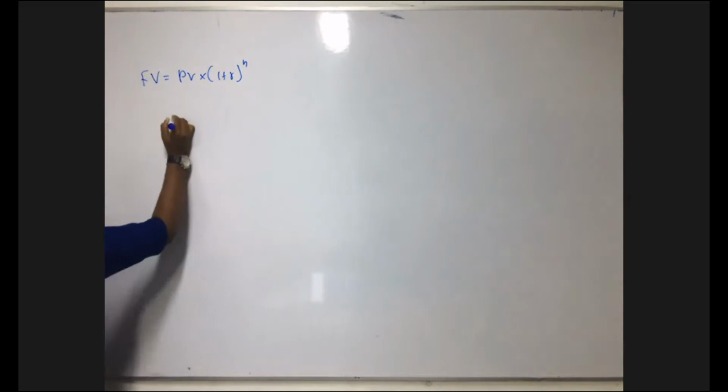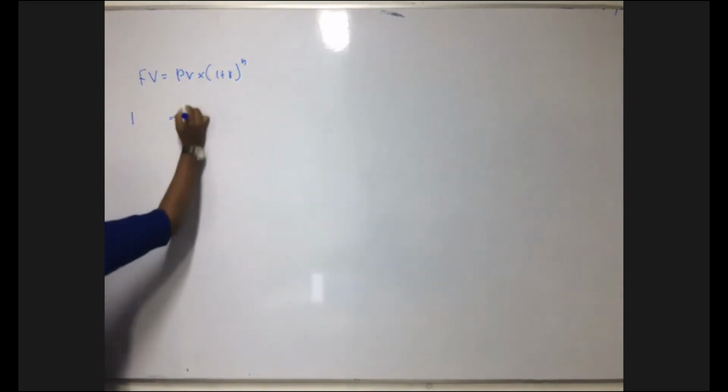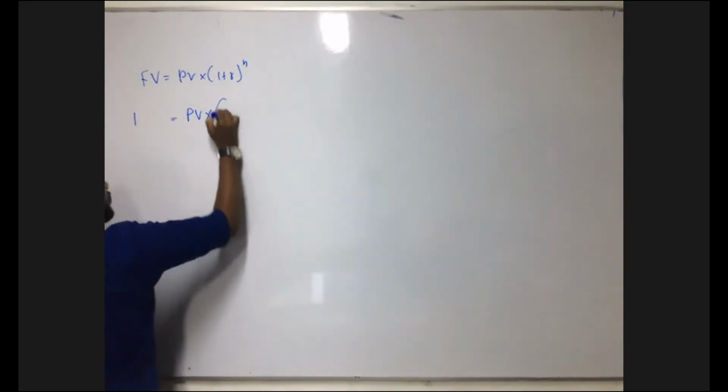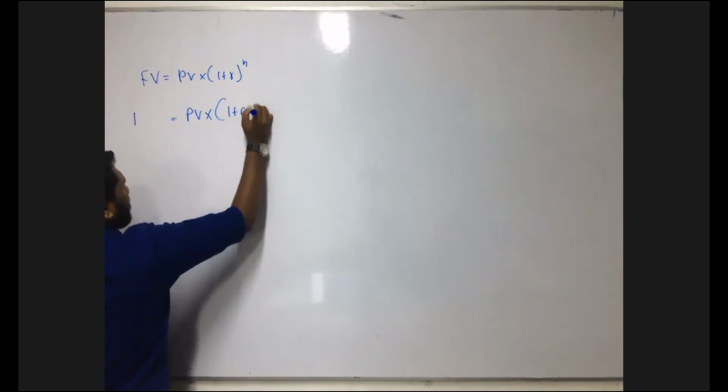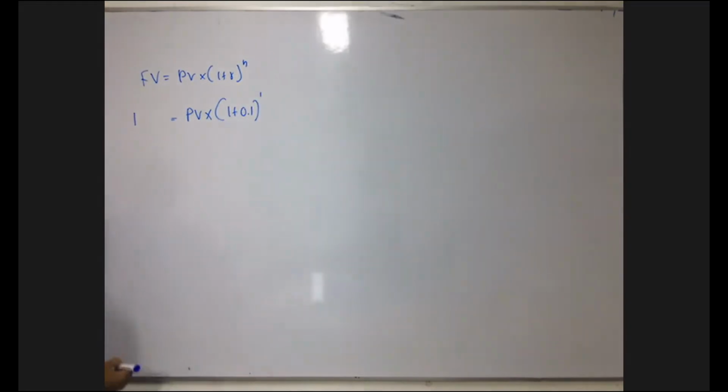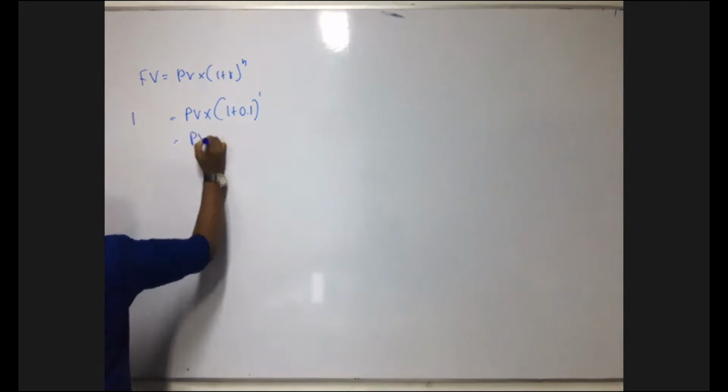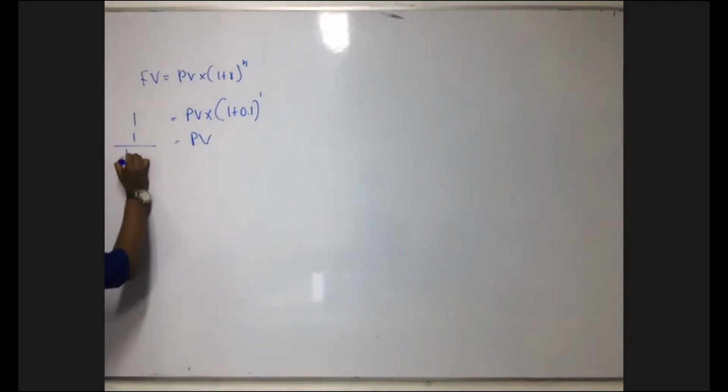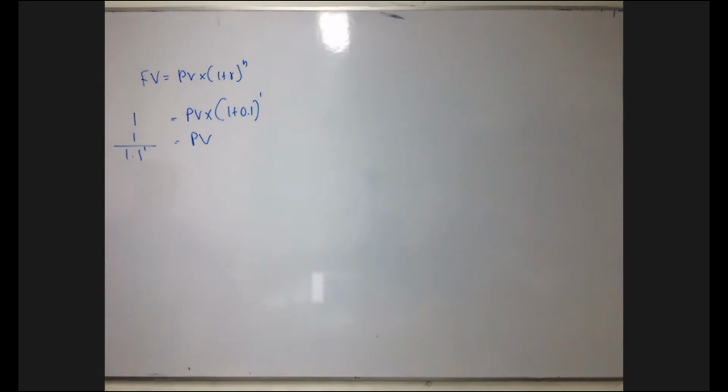First one, what they are telling, guys, is $1. Present value you don't know. 1 plus R, 0.1, in 1 year's time. You have to find the present value. Present value is equal to 1 divided by 1.1 to the power 1.